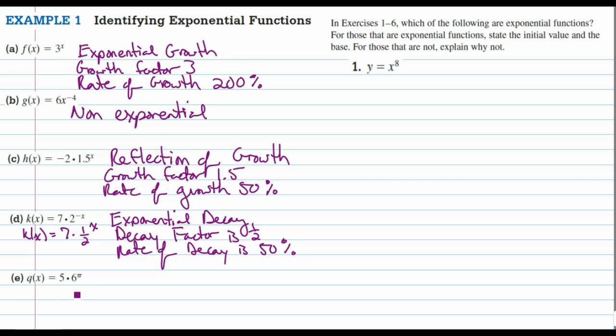E, there is absolutely no variable. 6 to the pi, so 6 to the 3.14, I don't know, whatever that is, and then times 5. It's just going to be a horizontal line at some really large number. So this is not exponential.